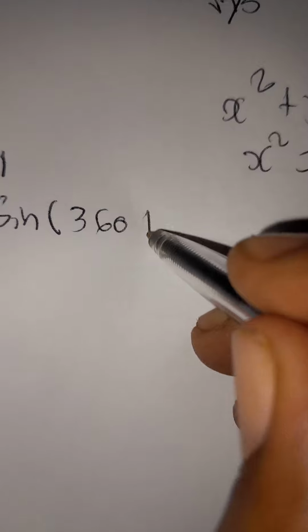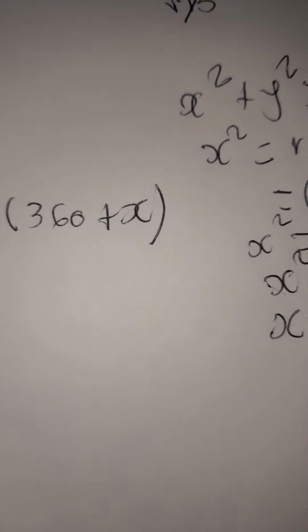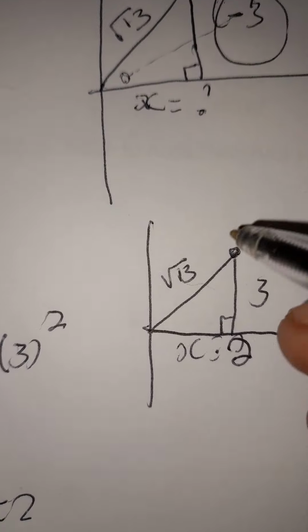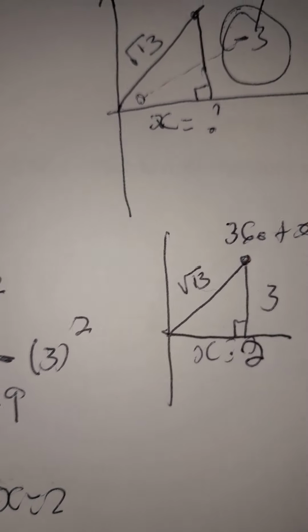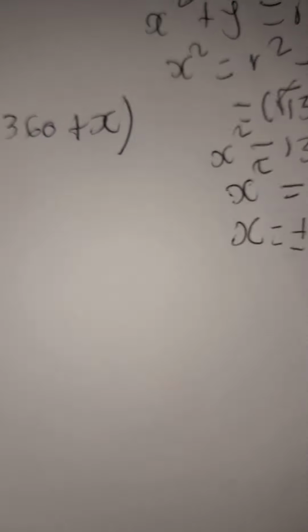Then the first question was saying that we need to find the value of sine of 360 plus x. Sine of 360 plus x is on the first quadrant, where all the trigonometric ratios are positive.